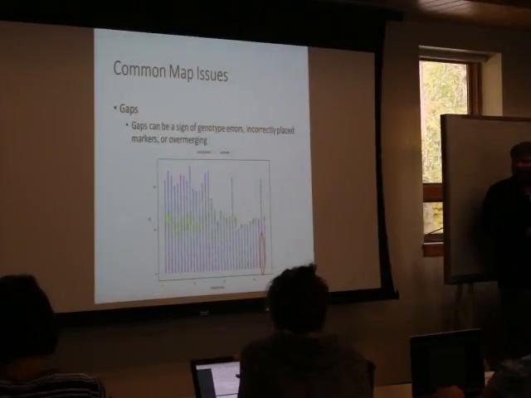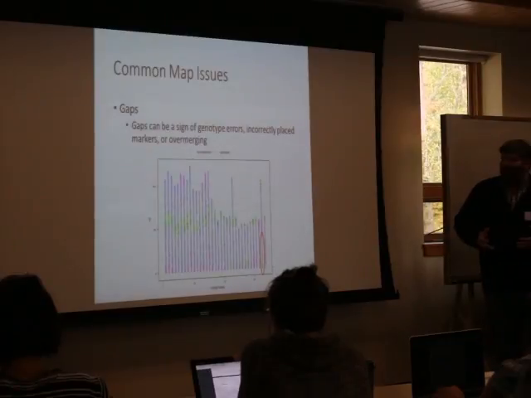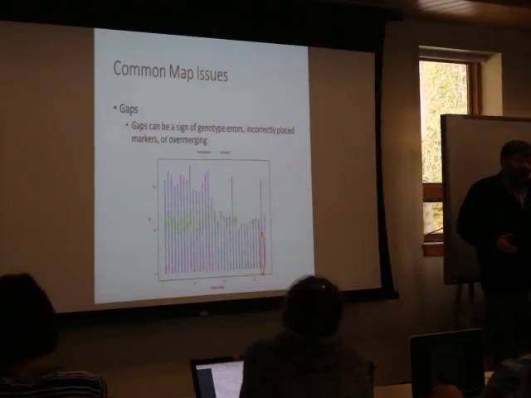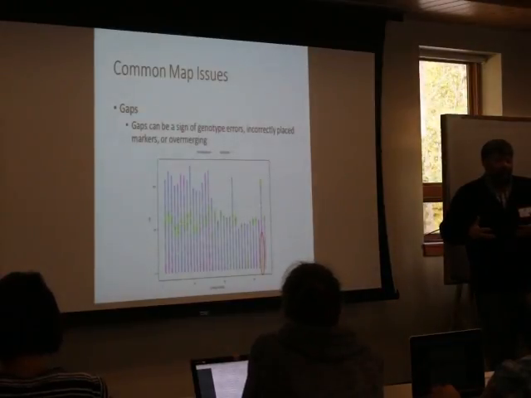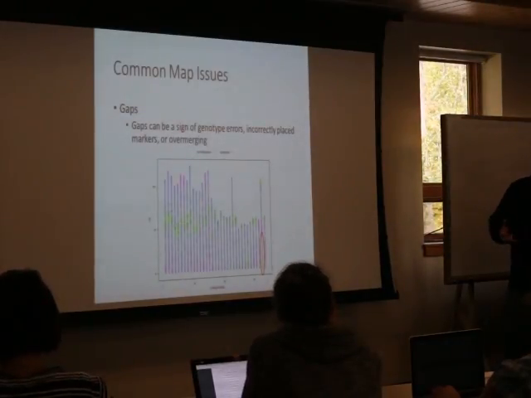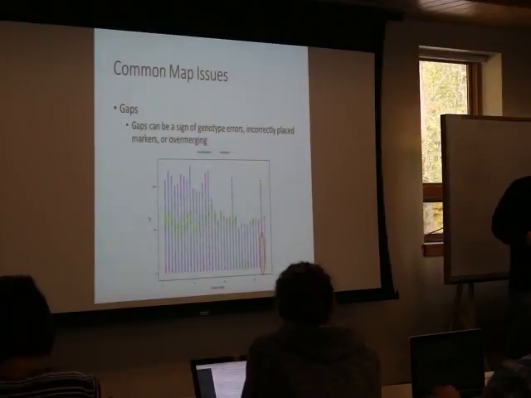Gaps are another thing that we see pretty often. These can be signs of genotype errors. It can be incorrectly placed markers. The program didn't put it in the right spot. It could also be a sign of overmerging, like we saw on the previous slide.